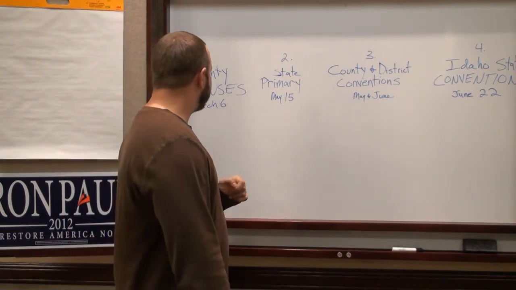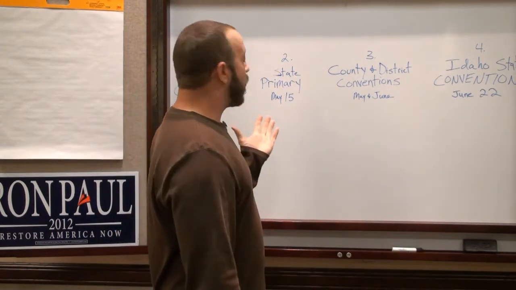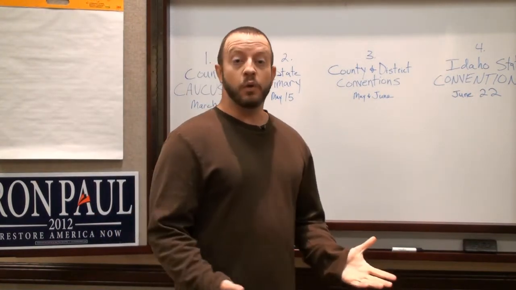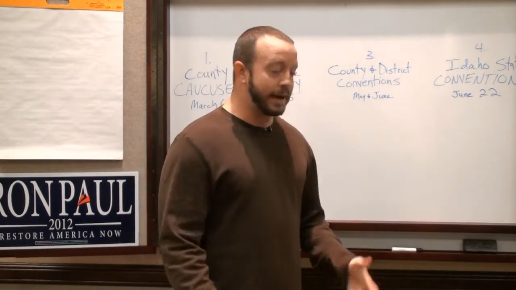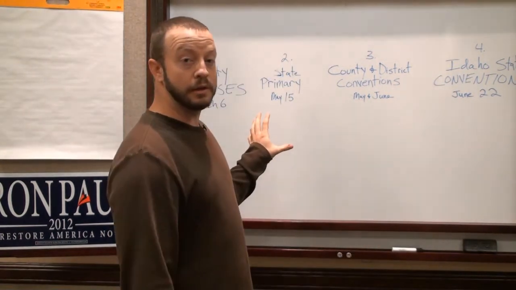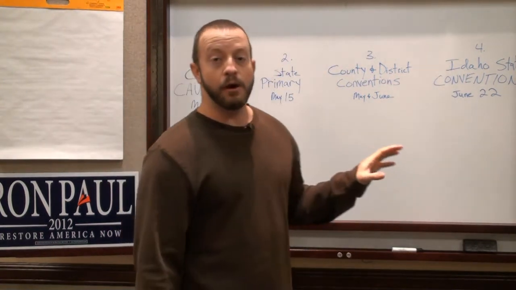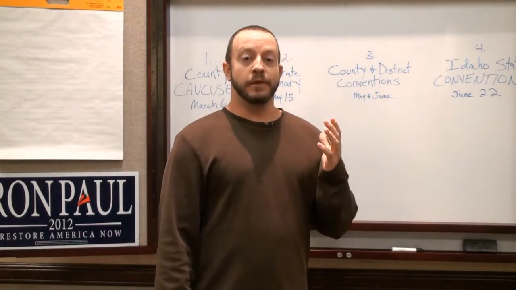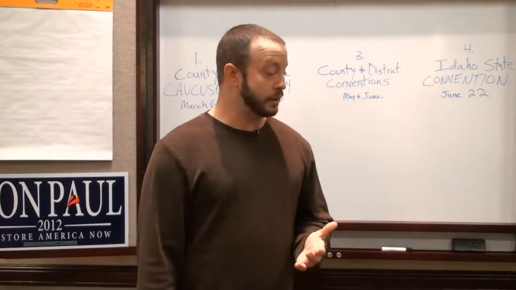The next step is the state primary. And the state primary is the primary that we're all used to, where we elect governors and senators and legislators and all that, everything except the presidential election this year. But that's happening on May 15th. Now, the next step is that every Ron Paul supporter needs to run for a position called Precinct Committeeman.